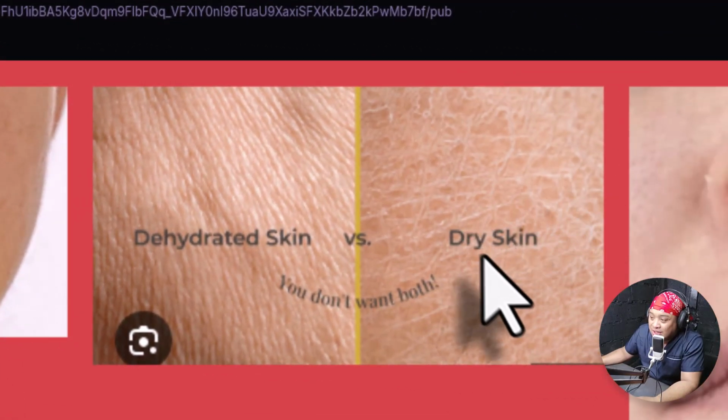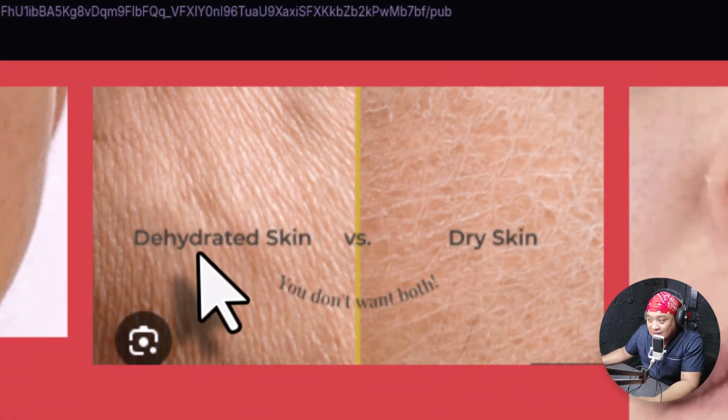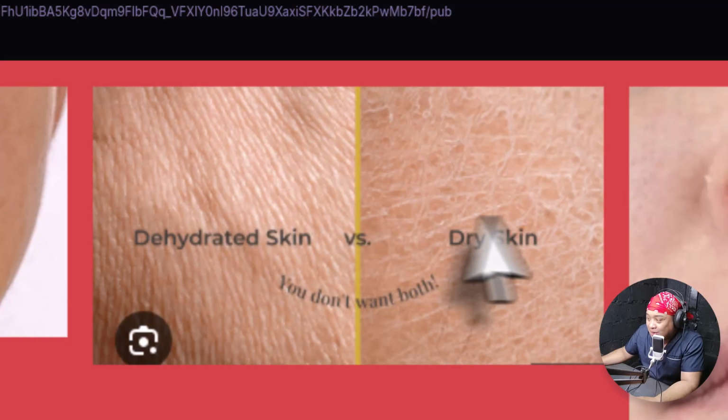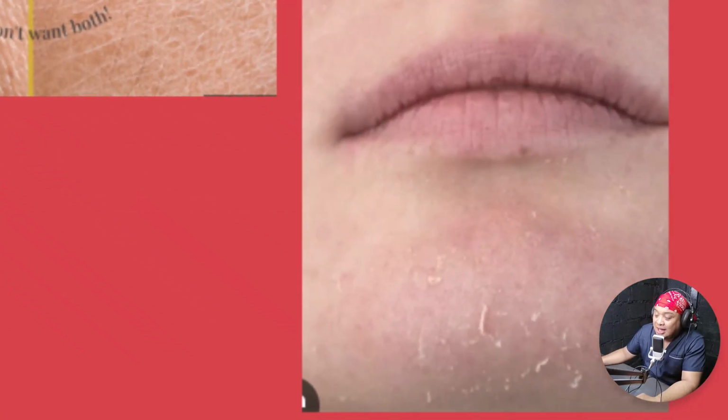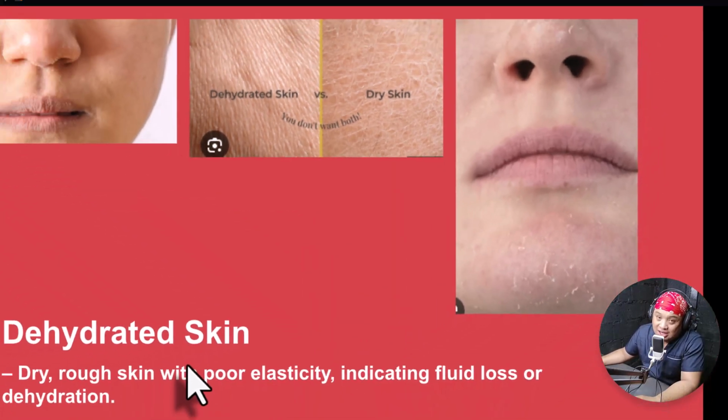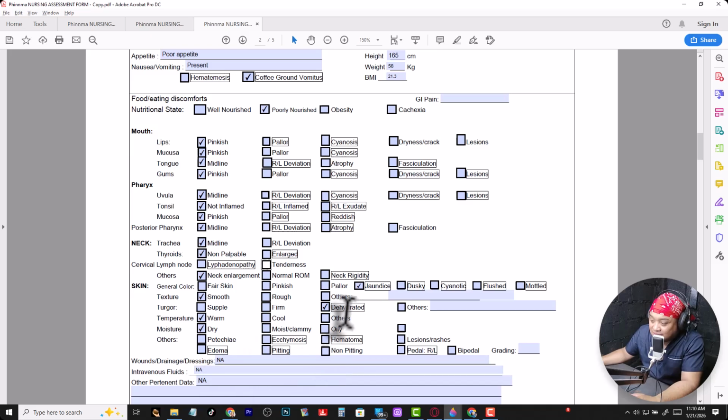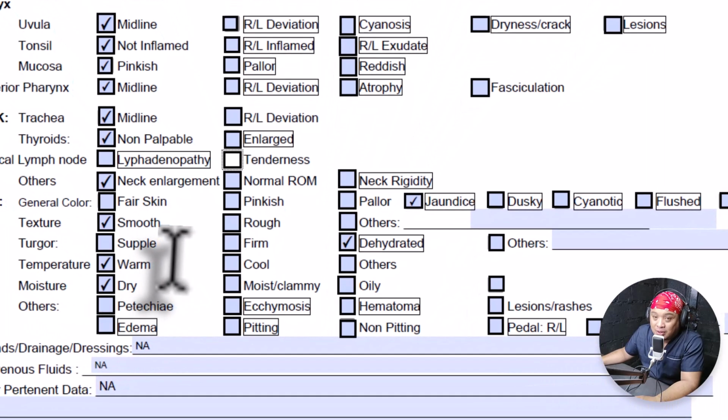So lahi ang dry skin and lahi ang dehydrated skin. So there you go. Makita niyo diya. Look at the lips, the cracked lips. That's already a sign of dehydration. So dry, rough skin, poor elasticity, indicating fluid loss or dehydration. Now, let's move on to the next. We have temperature, warm. O syempre, pag cool siguro, that's still okay, but still depends on what they're talking about.